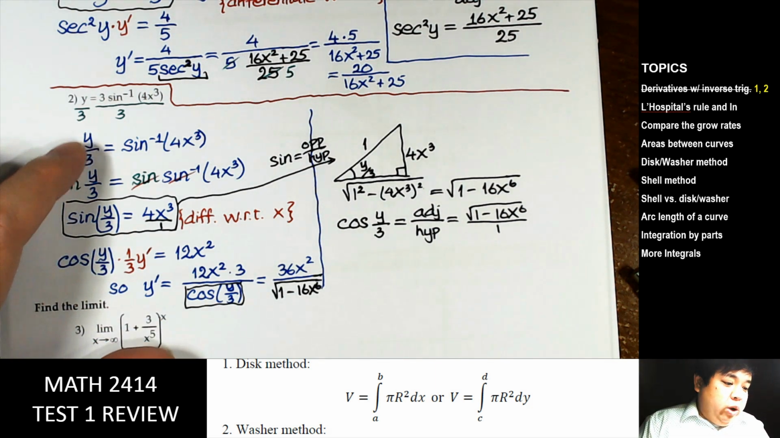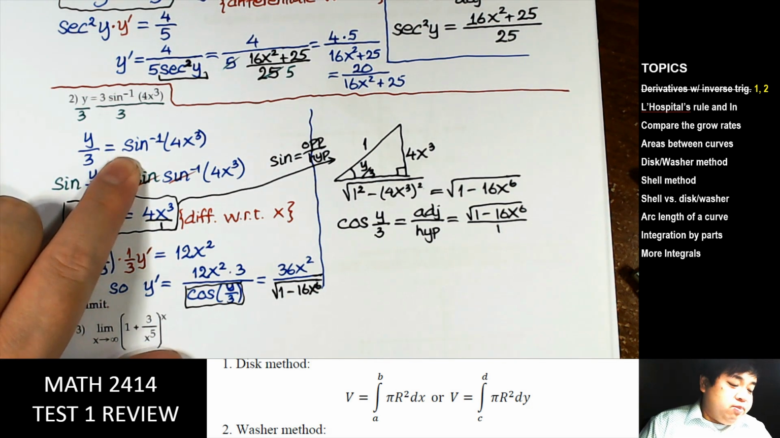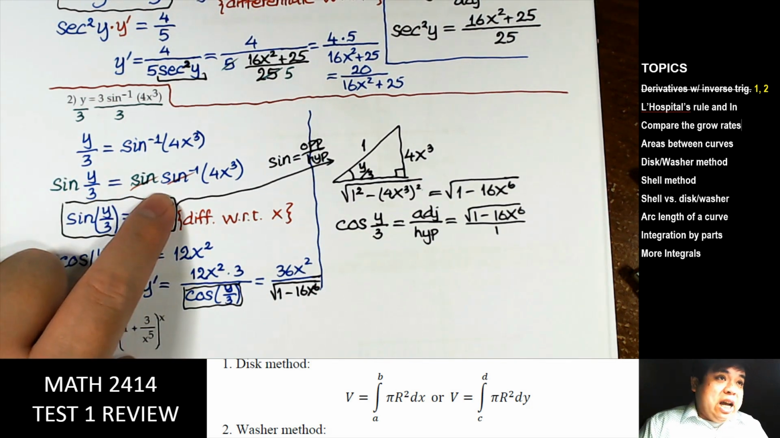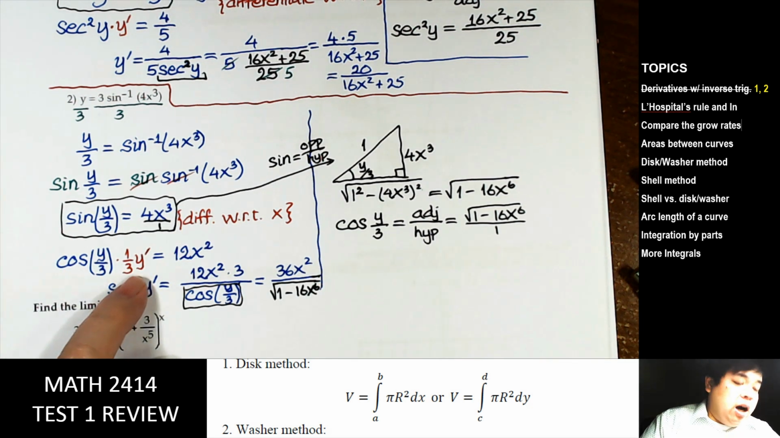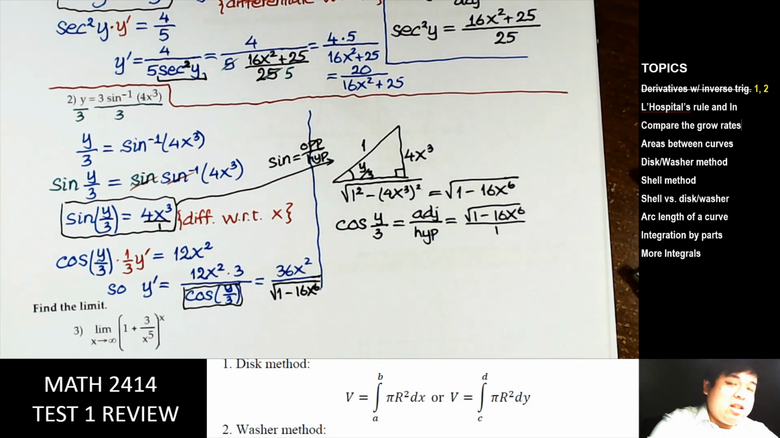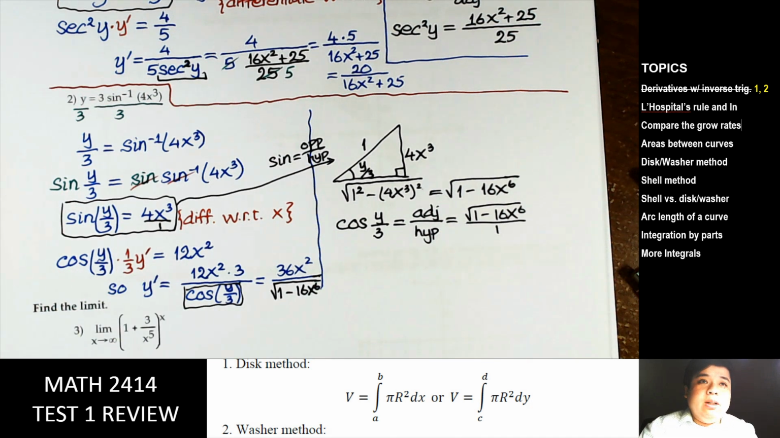Pretty much we have to have the inverse trig function, and then with a function cancel the inverse. Take the derivative of both sides with respect to x. Don't forget we have to have the y prime because y is a function of x, and after all we need the derivative. We need the y prime, so it should be there. So that was that.